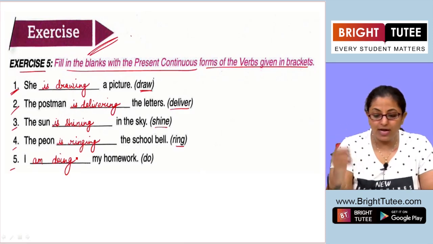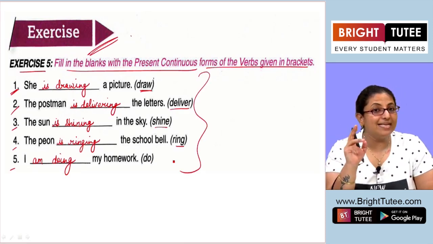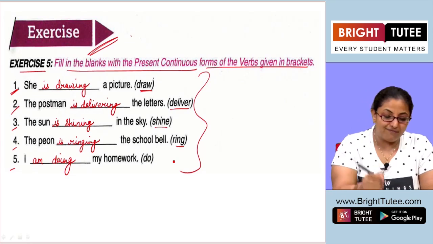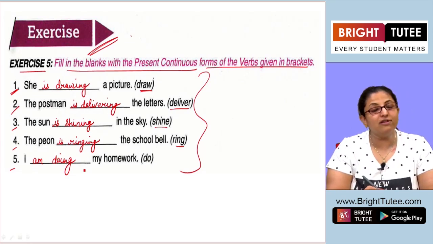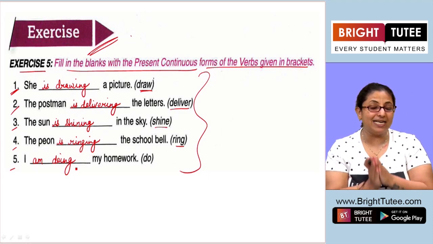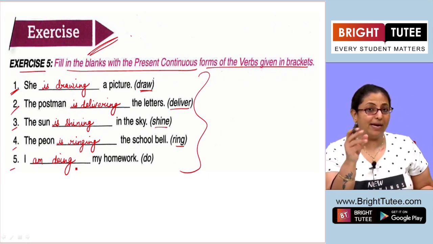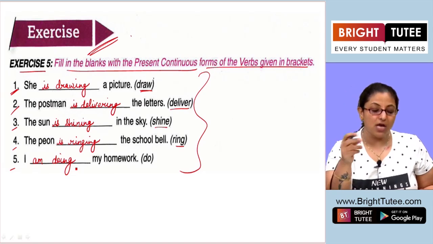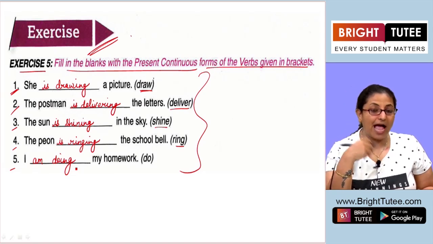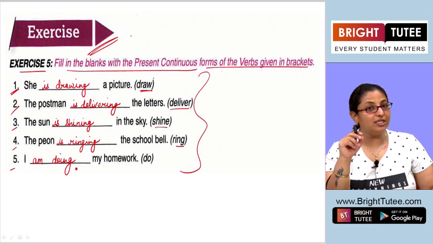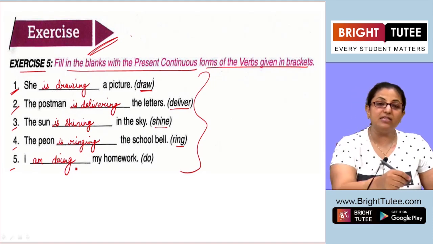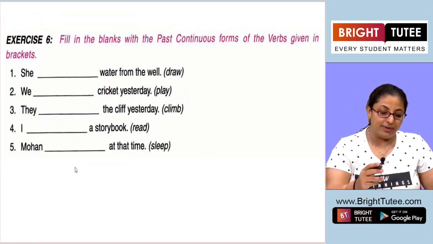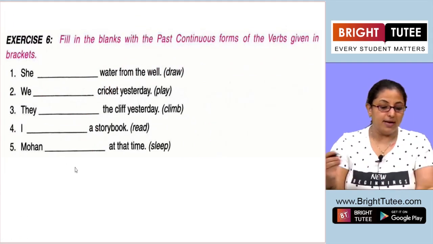So you have understood, we are talking about present continuous form. We have used ing in all the verb forms, and we have added is or am depending upon the person. We are talking about first person or third person or second person. We have used is and am, right? So this is present continuous tense. I have done the first 5 for you. Rest you will be doing on your own.